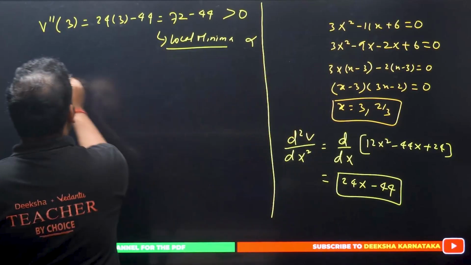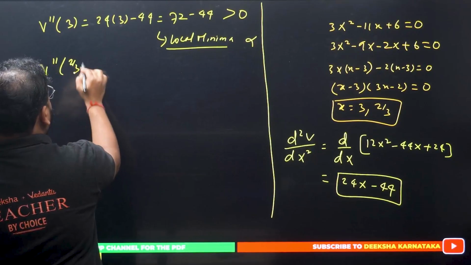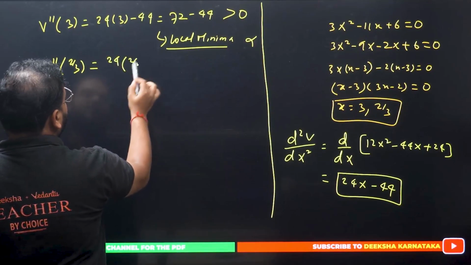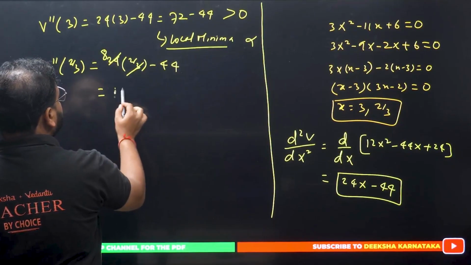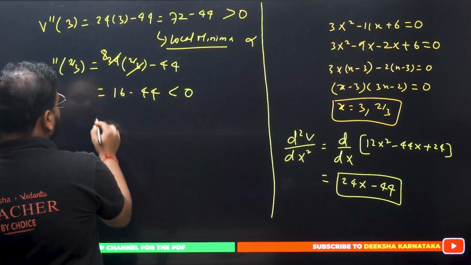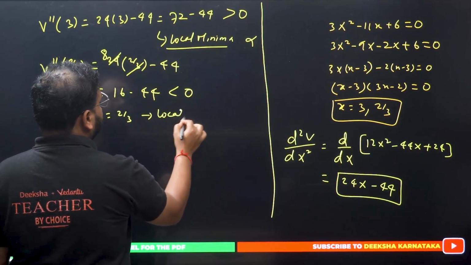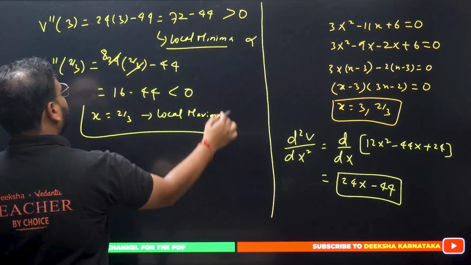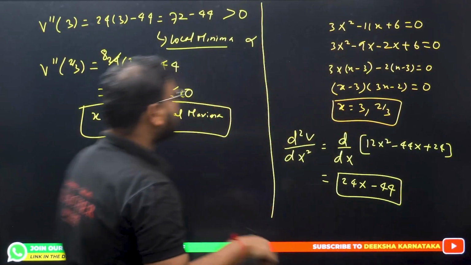So we have to move on from here and find v double dash at the point 2 by 3. What do we get? 24 into 2 by 3 minus 44. 3 8s are, I get here 16 minus 44, which is of course less than 0. Now this point, x equal to 2 by 3, is the local maxima. Okay, local maxima. What are they asking us? They're asking us the largest volume.